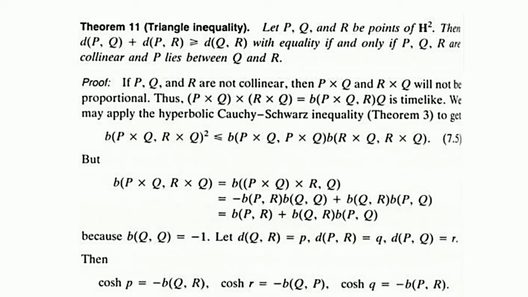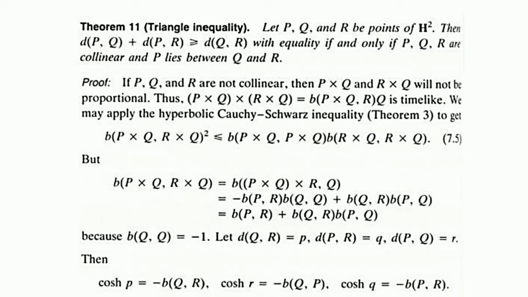So using the Cauchy-Schwarz inequality, we get B of P cross Q, R cross Q squared less than or equal to B of P cross Q, P cross Q times B of R cross Q, R cross Q. But B of P cross Q, R cross Q is equal to B of P cross Q cross R Q. Here we use the multiplication of vectors, which results in negative B PR times B QQ plus B QR times B PQ. So this only talks about the distance.